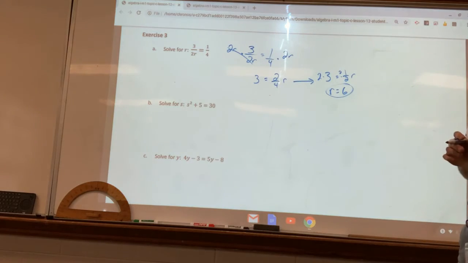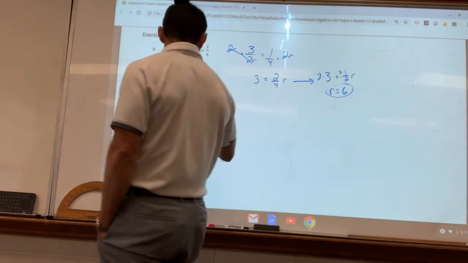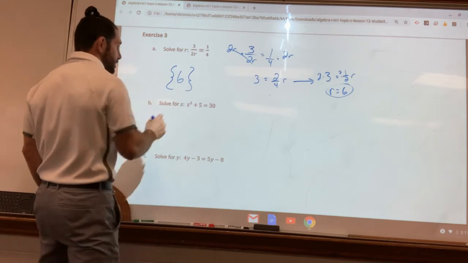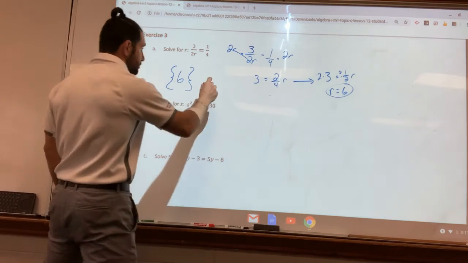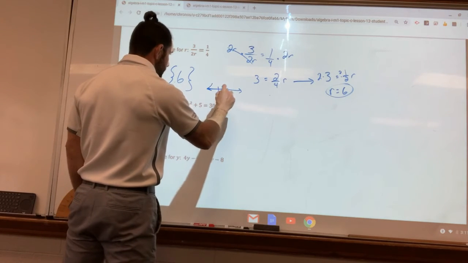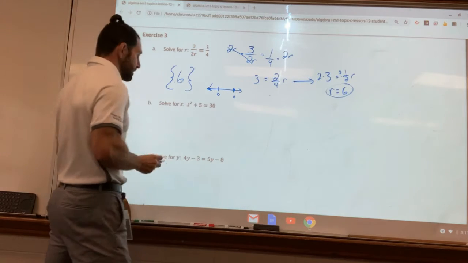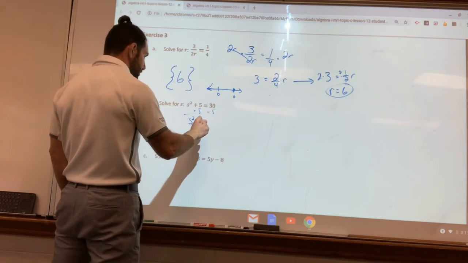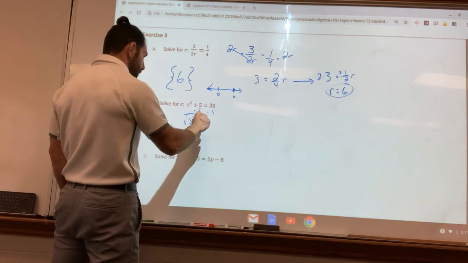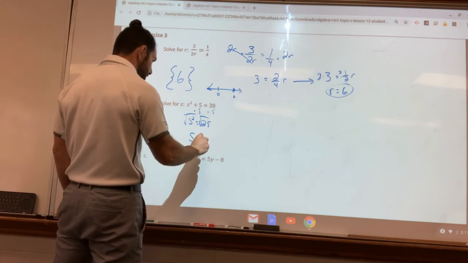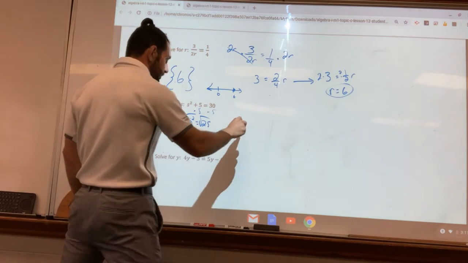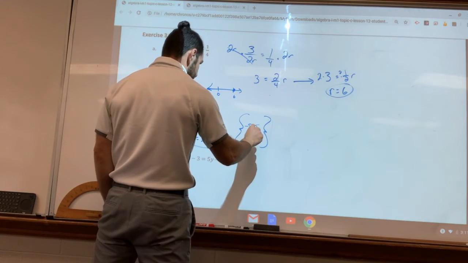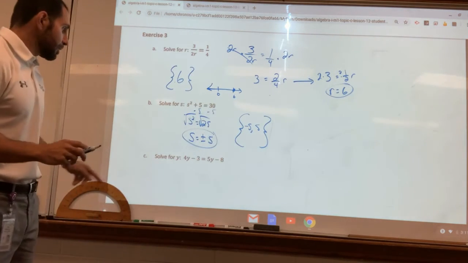All we're doing is solving an equation. If I wanted that as a solution set, I'd put something like that. If I wanted to graph it, I'd have 0, I'd have 6. There's my answer. This one I subtract 5. That leaves me s squared equals 25. Take the square root of both sides. s equals positive and negative 5. Solution set: negative 5, 5. Okay. Solve for y.